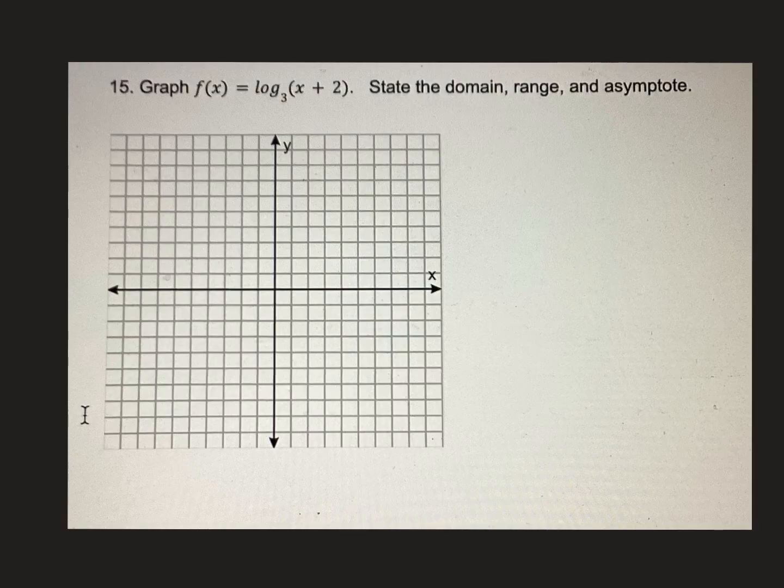Last one, 15. Graph that function. Should be good at this by now. First of all, it's got an x plus 2 inside, which means it shifts left 2. So your asymptote's going to be back at negative 2. Maybe your first point's always 1 to the right there.